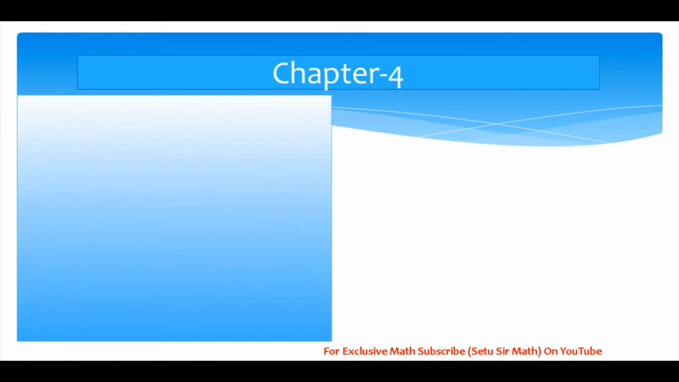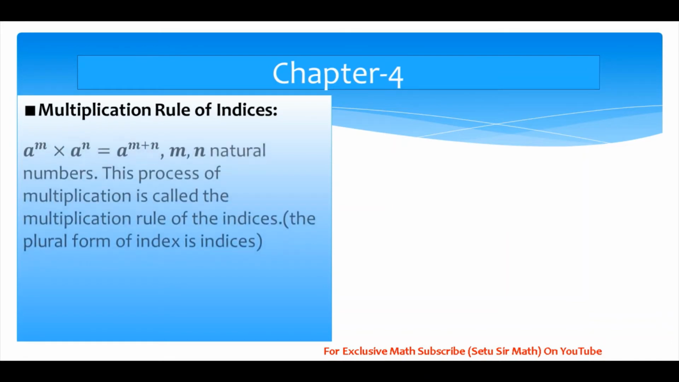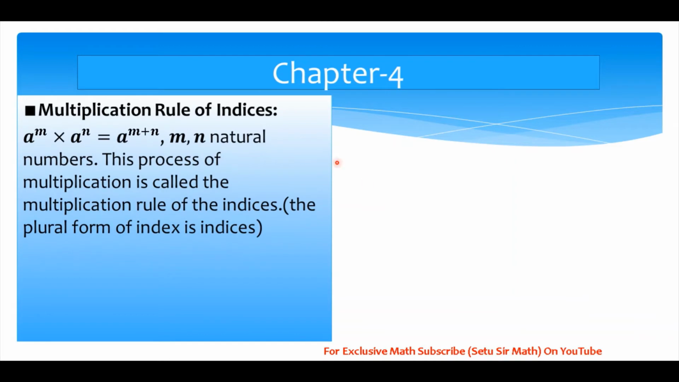Let's see another example. Before that, we will know another rule, the multiplication rule of indices. That is the rule. You can see a to the power m multiplied by a to the power n equals a to the power m plus n, where m and n are natural numbers. This process of multiplication is called the multiplication rule of the indices. The plural form of index is indices. That means if the base is the same, then we can add the power.